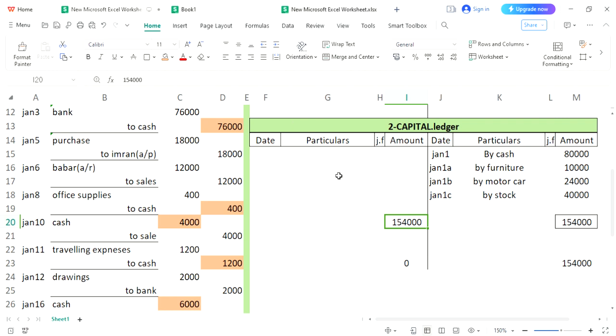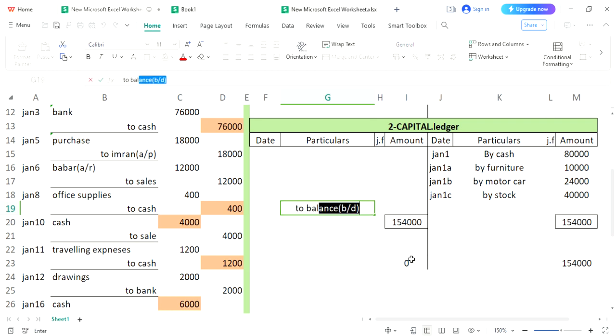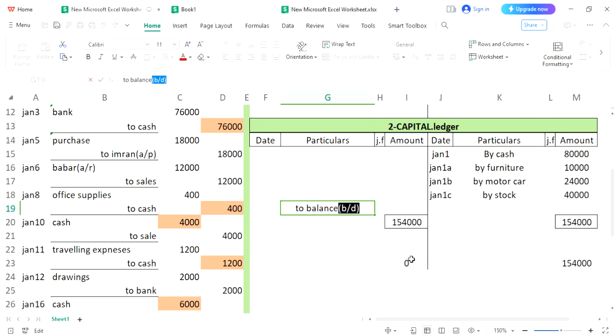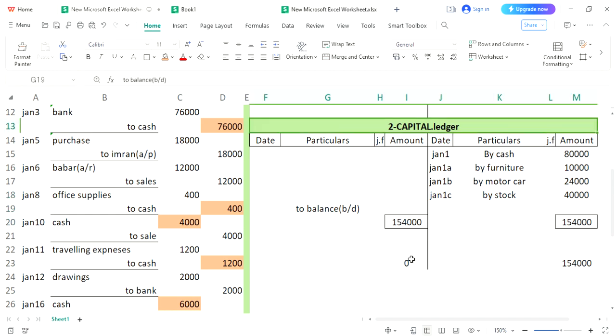Step completed. Next step is to seek which sum is the smaller sum. Here 0 and here 154,000, it means smaller side is the debit side, so you will choose smaller side over here and will calculate the balance with writing to balance. And here you will observe one more thing. What is happening, you are writing over here balance, but please look at this.